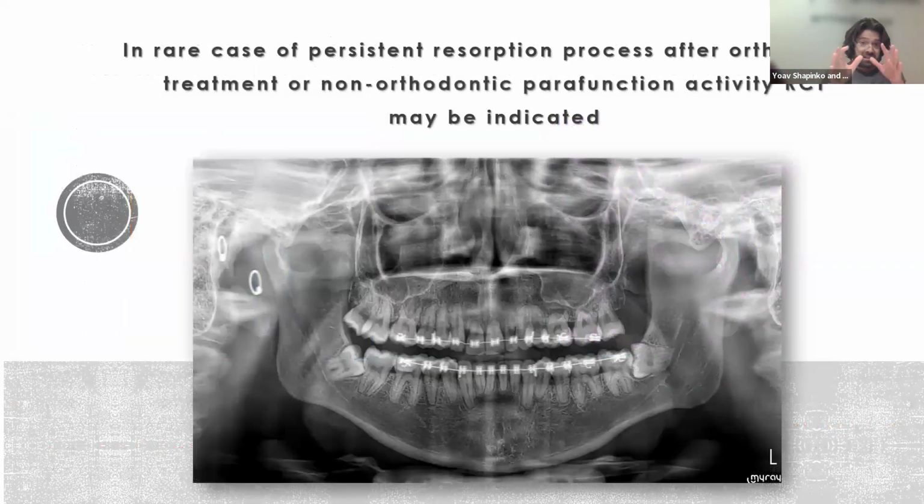But we understand that when we finish orthodontic treatment, in most cases, orthodontically induced resorption will stop. But in several very rare cases, we see that this resorption can continue. And in these specific cases, where we see continuation of this resorption process, we can think about doing root canal treatment. But again, it is a very small quantity of all the orthodontic cases. It's no prophylactic endodontics for the orthodontic patient. It's one part of the story.